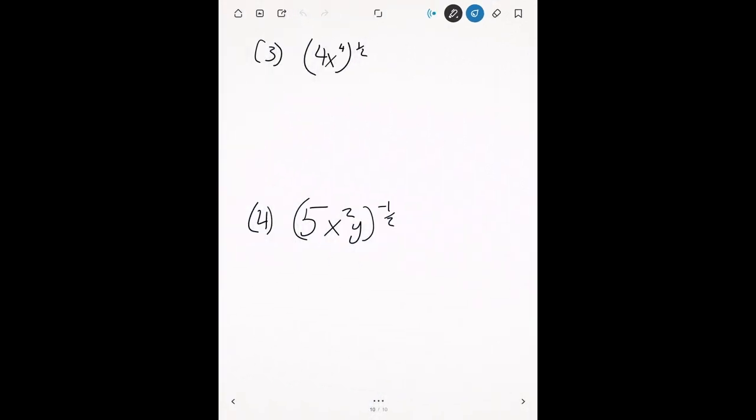Now let's take a look at 4x to the 4th to the 1/2 power. This is really saying what's the square root of 4x to the 4th. But if I'm using rational exponents, we can apply that exponent to each of the terms in the parentheses. And remember, I'm taking a square root here, so what's 4 to the 1/2 power, or the square root of 4? 2. And what's x to the 4th to the 1/2 power? Well, let's just multiply those together to get x to the 4/2.